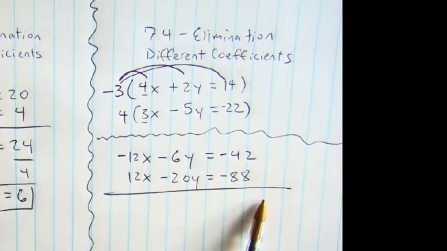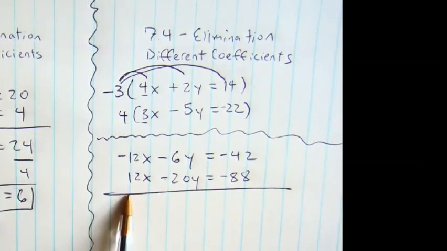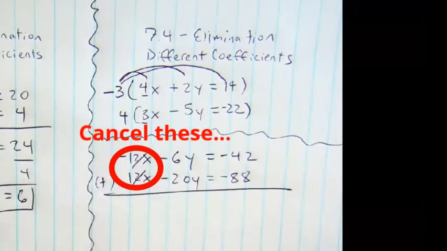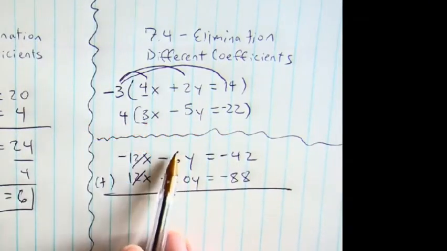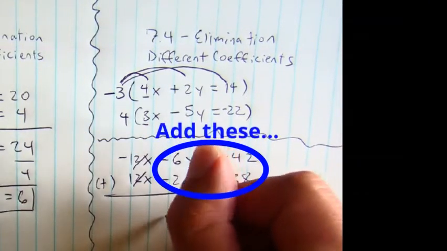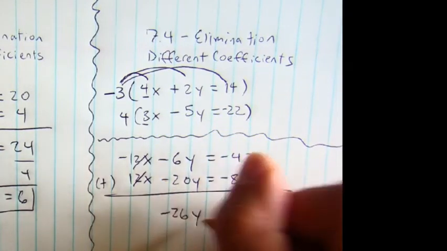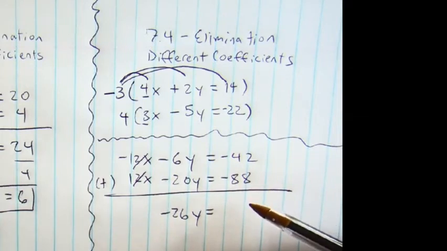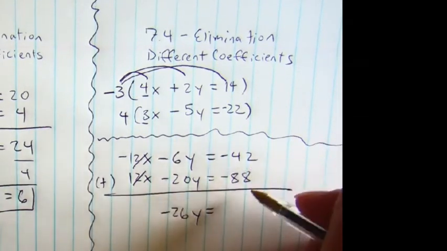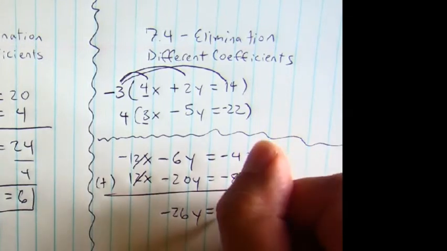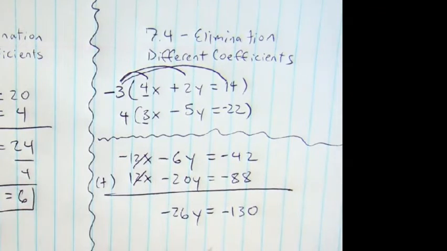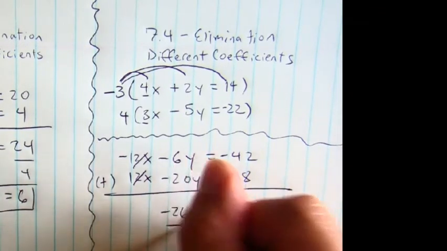After you get to this point, what you need to make sure is that since they have the same number and the opposite sign, they cancel out when you add them together. And then I have to add the other two numbers together. Negative 6y plus negative 20y gives me negative 26y. And then on the right side, I have negative 130, because 42 plus 88, they have the same sign, so you add those together. After that, once again, I'm going to divide both sides by negative 26.